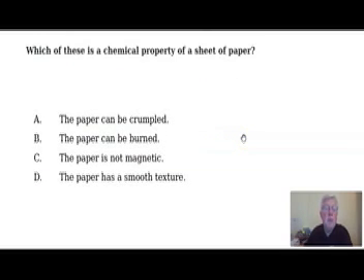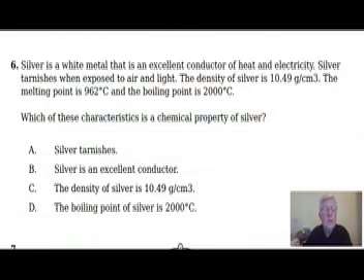Let's see what the question is. Which of the following is a chemical property? I'm sorry, I already read the question. Which of the following is a chemical property of a sheet of paper? And it is, the paper can be burned. Answer is B. Moving right down to 6.